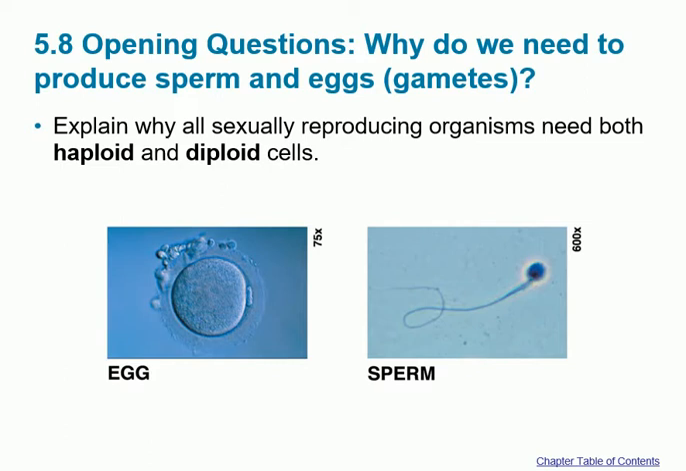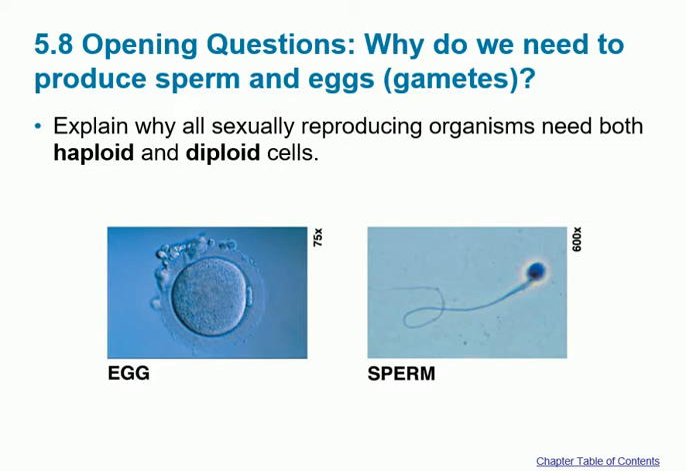Why do we need to produce sperm and eggs, which are gametes? Because the sperm and eggs contain haploid cells, and when they merge together, they make a diploid. If that was not the case, merging would not make a normal number. So we have 23 from male, 23 from female. When they join together to make the zygote, it contains 46, which is normal.